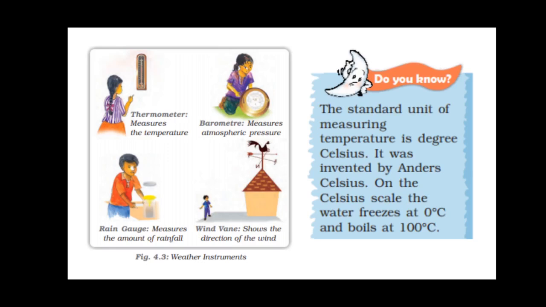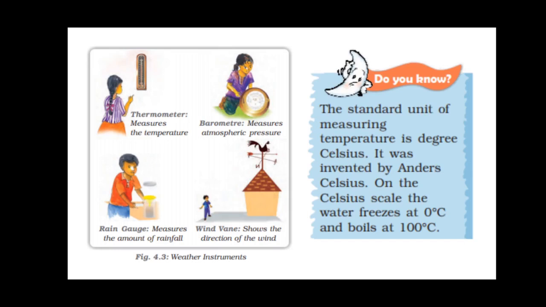Here you can see the weather instruments. How can we measure the weather? There are some instruments. First, let us see the thermometer. The thermometer is the instrument which is helpful for measuring temperature. That's why, when you have a fever, you use a thermometer to measure your body temperature. The next one is the barometer. What is a barometer, children? It is helpful to measure the atmospheric pressure.